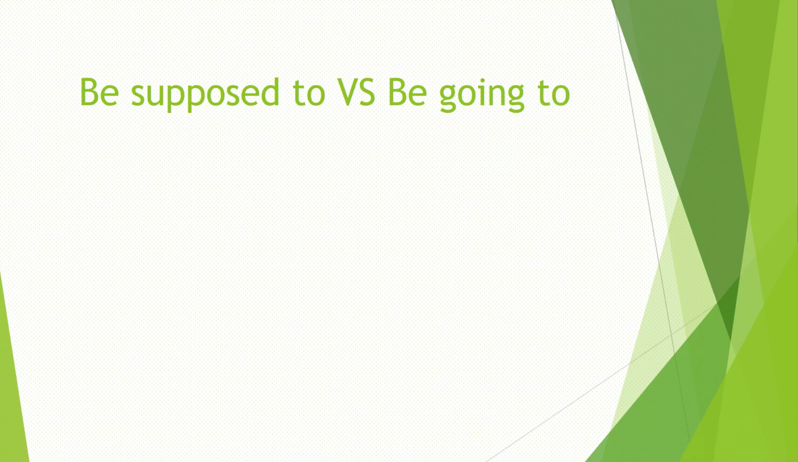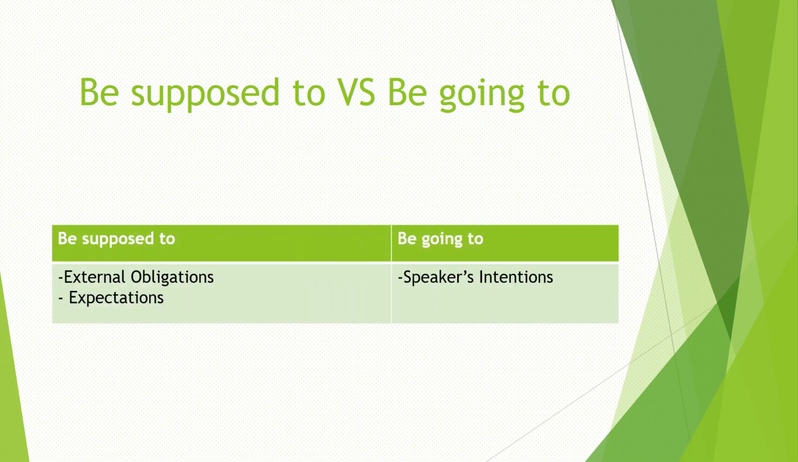Well, now let's compare be supposed to and be going to. We use be supposed to for external obligation, for expectations, but on the other hand, we use be going to for the speaker's intentions. For example, I'm supposed to be studying right now. I have an exam tomorrow, but I'm not going to. Maybe in this case, I don't want to.